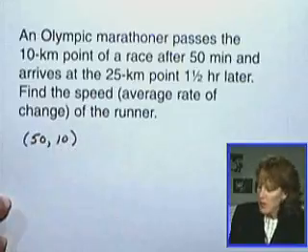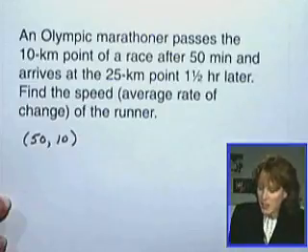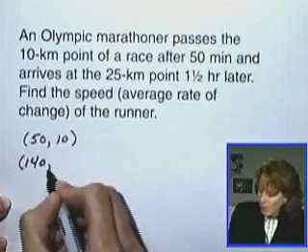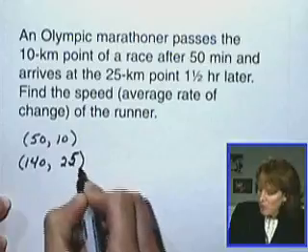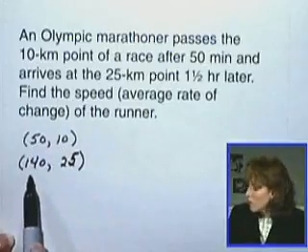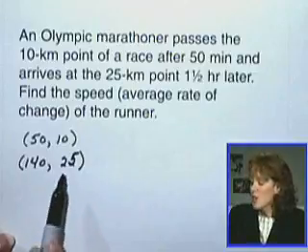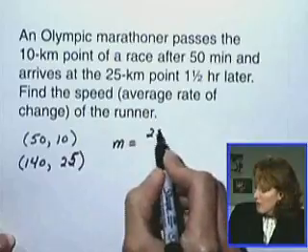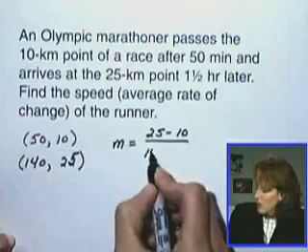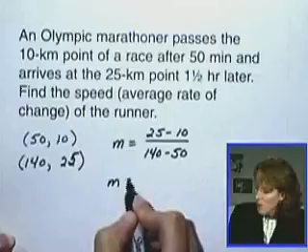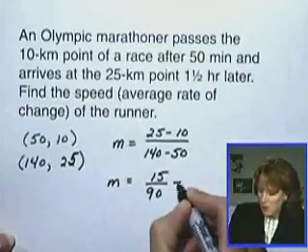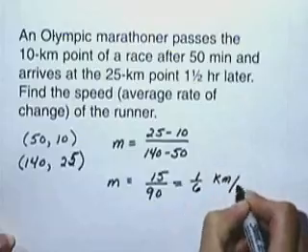And we also know that 1.5 hours later, or 90 minutes after running 50 minutes, the marathoner was at the 25-kilometer point. So 90 minutes after 50 minutes is 140, and the marathoner was at the 25-kilometer. So at 50 minutes, the marathoner was at the 10-kilometer point, and after 140 minutes, the marathoner was at the 25-kilometer point. So all we need to do now is to determine the slope, and then we'll have the average rate of change. So we have m equals 25 minus 10 over 140 minus 50. So the slope equals 15 over 90, which equals 1/6 kilometers per minute. Let's take a look at another example.